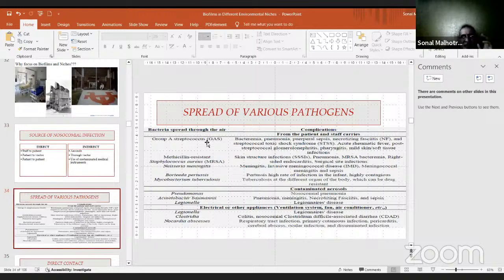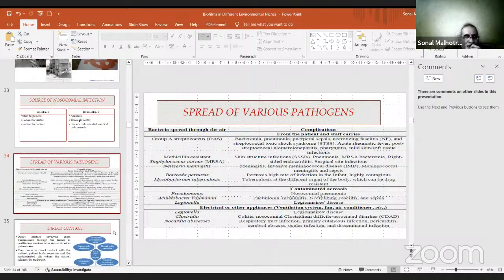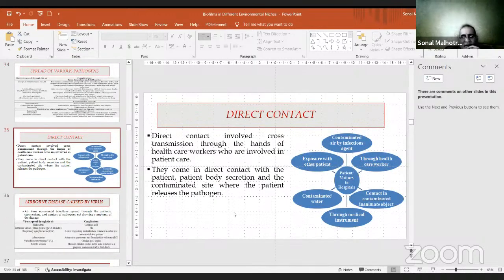So here we won't go through this list because you have these different bacteria that can be spread through air, and then it describes this complication slide. So I encourage anybody who wants to keep these slides can keep these slides, if they're interested in this kind of research or area. Then this is contaminated aerosols, then electrical or other appliances or air conditioner. In this case, Legionella is one of the classic examples. So here we can see how different pathogens are spread. Here there is a clear demarcation of how direct contact happens.